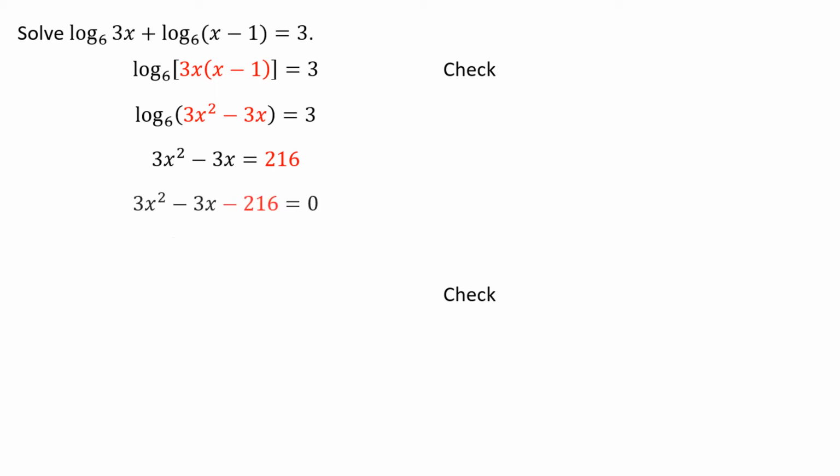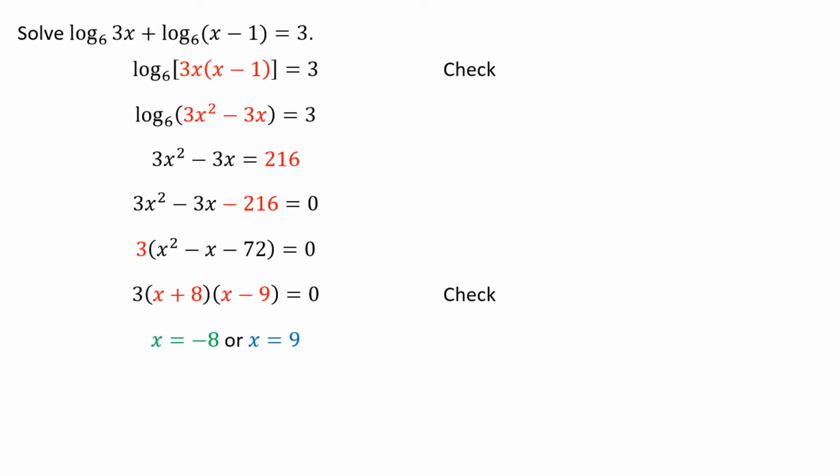If we bring the 216 over to the left, I recognize that all three of those terms are divisible by 3, and when we factor that 3 out, it becomes pretty quick to see that some factors of 72 are 9 and 8, and they differ by 1, so it feels like that's going to be the way to go. And so the solutions that come out are x equals -8 and x equals 9.